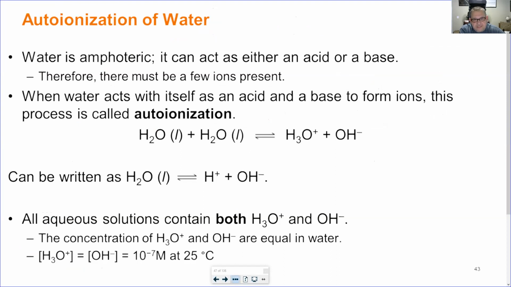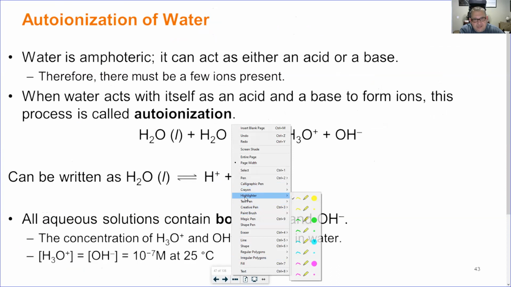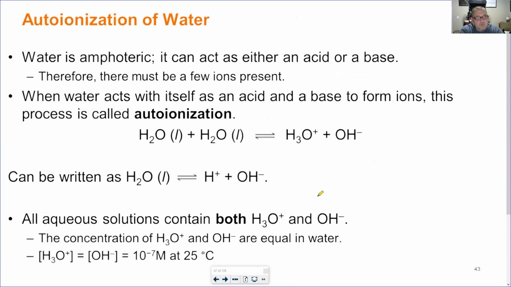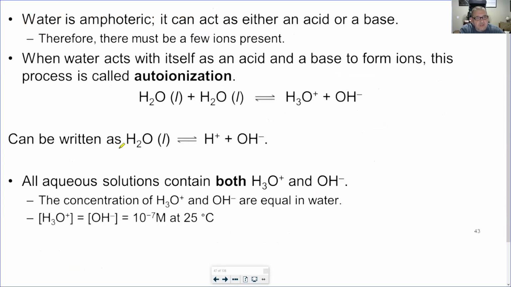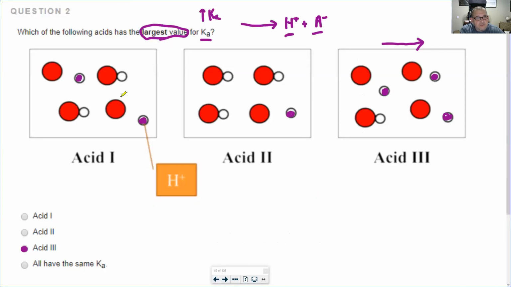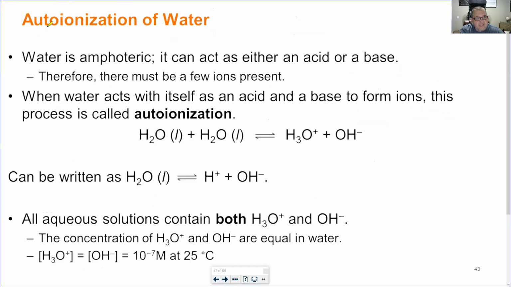Okay, so the next topic we will look at is the concept of what it means to undergo autoionization. If we look at the autoionization of water, water is an amphoteric substance. That means it can act as either an acid or a base, depending on what it's reacting with, and we've seen that in several examples so far in this chapter. But there must be some ions present in the system.